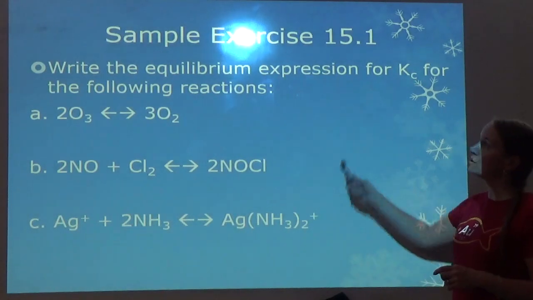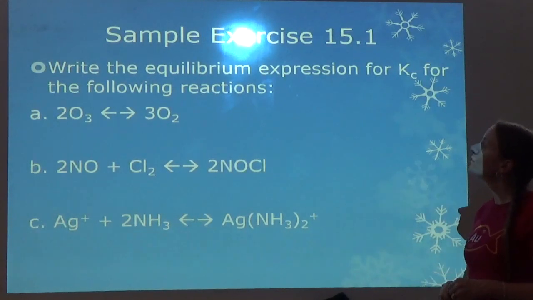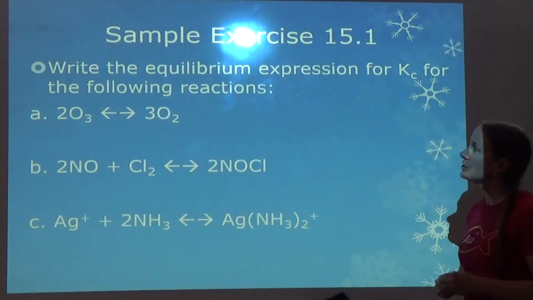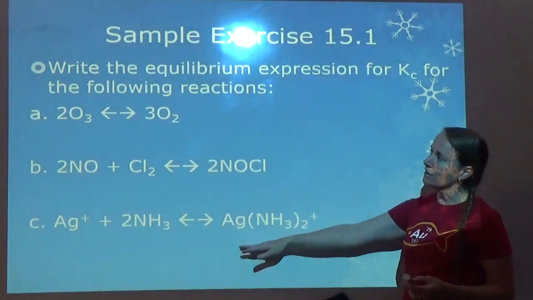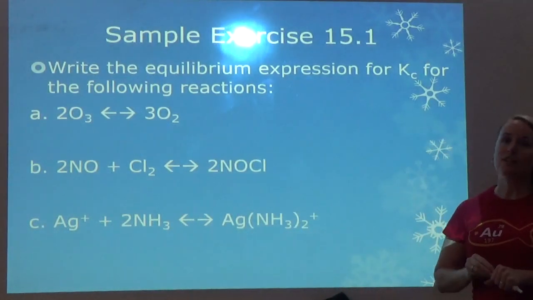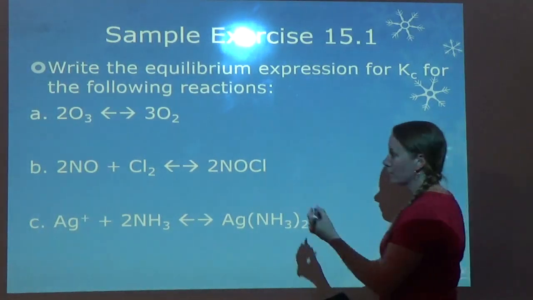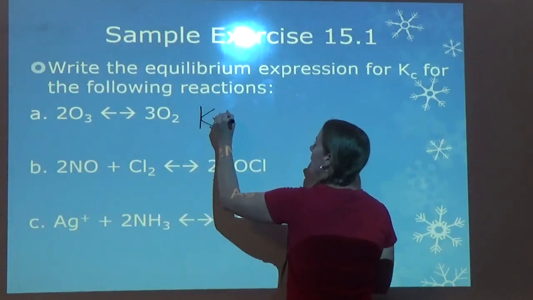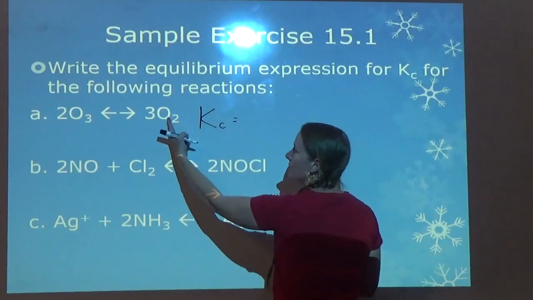So let's look at the first one together. It says, write the equilibrium expression for the following reactions. And so I have these 3 right here. All right, so let's look at those together. So of course, K is just products over reactants. So for this one, I'll start, and we would do [O2].